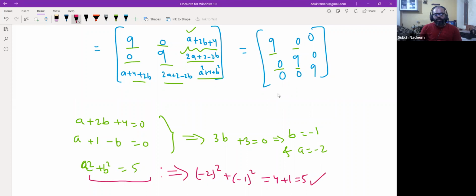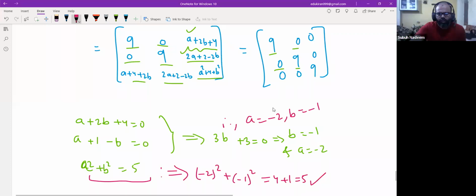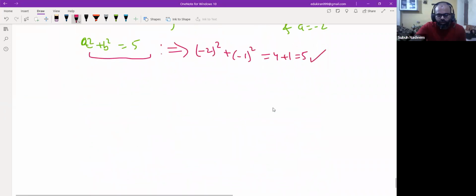So b is minus 1 and a is minus 2. This is our answer. So here not a lot of trick was needed, and not a lot of depth was needed. You just need to understand matrix multiplication, and you need to solve the equations into variables by equating the terms of the equal matrices, corresponding terms of the equal matrices.